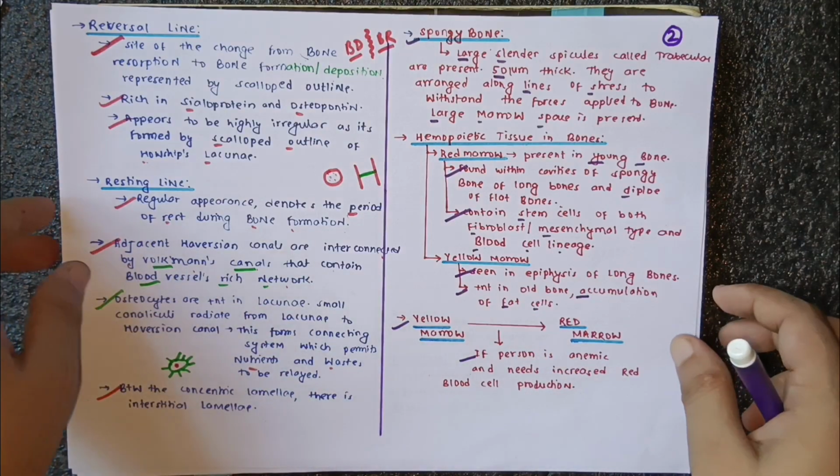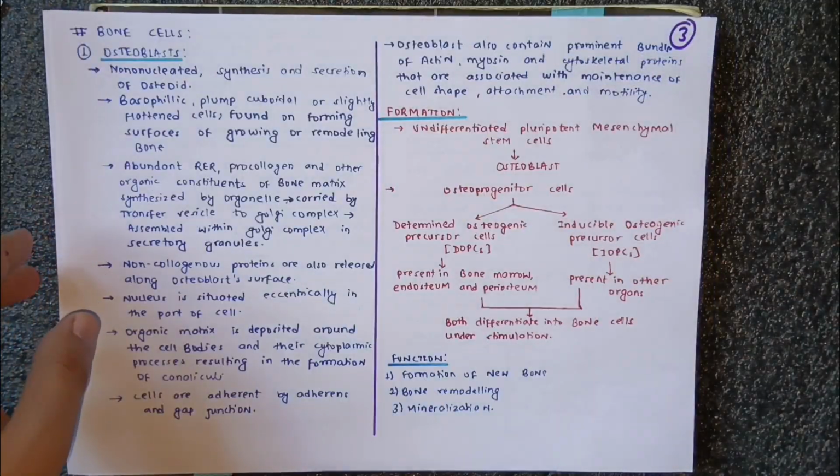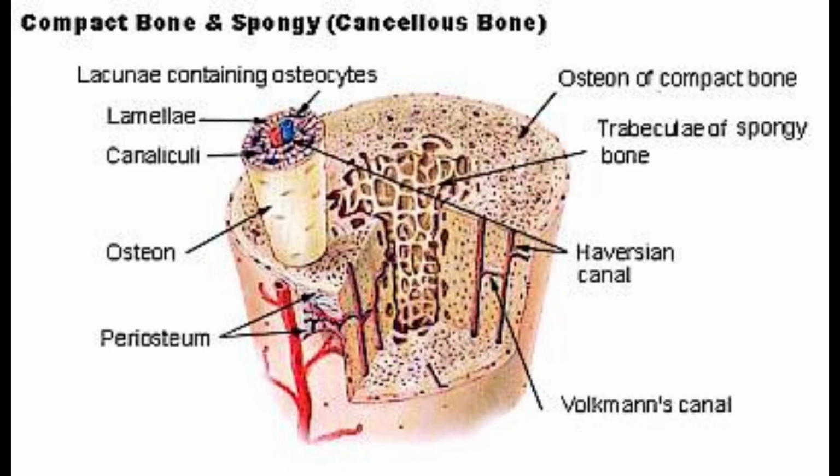Now we will see the pictures. In this picture, as we can see, this is a schematic diagram of the compact bone and the spongy bone. Towards the medullary canal side we can see the trabeculae, and that is the spongy bone. Outside of the trabeculae we can see the endosteum. It is not labeled here, but there is an endosteum on the inner side of the compact bone.